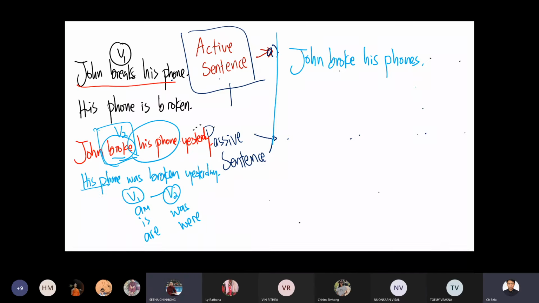Yes, teacher. Okay, so then in order to make a passive, you have to put this one in front here. So you can say what? They. Or you want to say his phones, you don't want to change, right? His phones. It's up to you. You want to use they or his phones, no problem. But you can just say his phones. And his phones here is plural, so you use were.